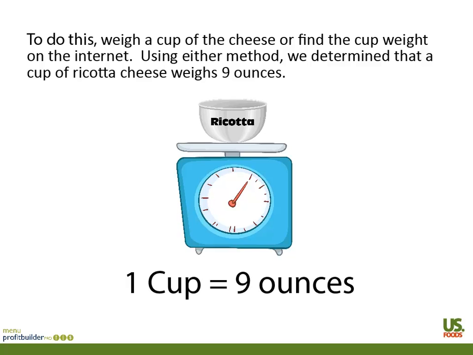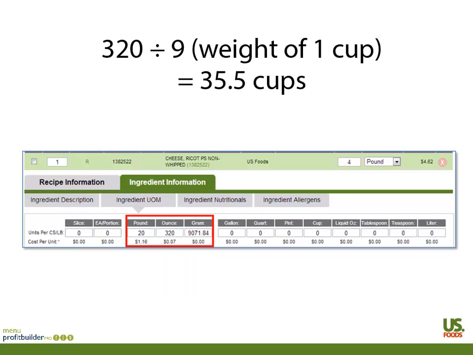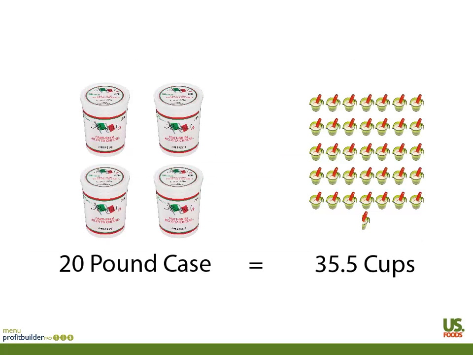Using either method, we determined that 1 cup of ricotta cheese weighs 9 ounces. By looking at the ricotta cheese ingredient unit of measure, we see that a 20-pound case equals 320 ounces. So 320 ounces divided by 9 ounces, or the weight of 1 cup, equals 35.5 cups. Therefore our 20-pound case of ricotta has 35.5 cups of cheese.